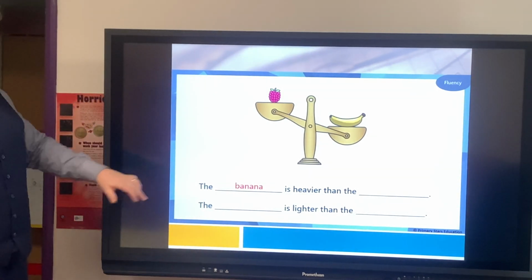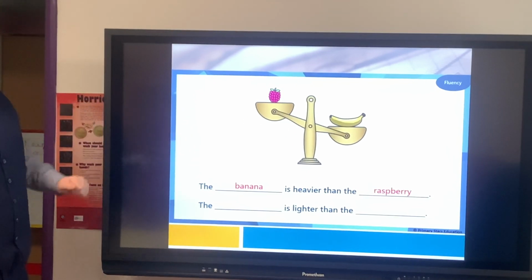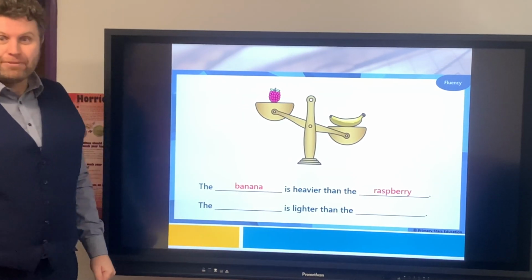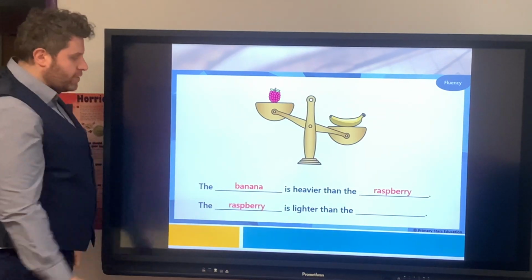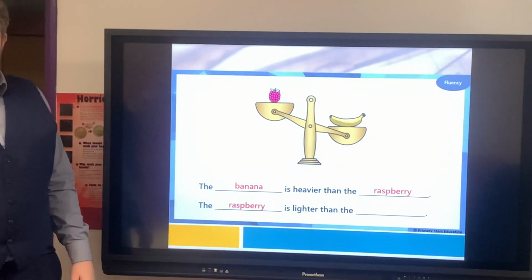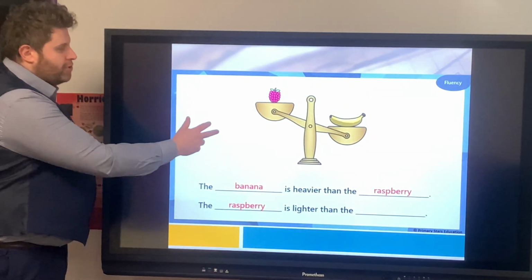Okay, the banana is heavier than the raspberry. I'm glad I said raspberry. I was worried that we're going to say a different fruit there. And the raspberry is lighter than the banana. Well done, boys and girls.